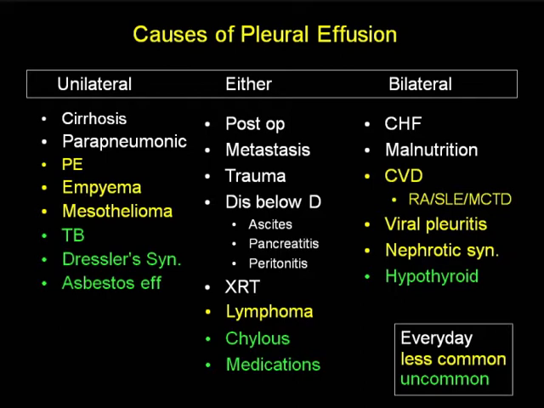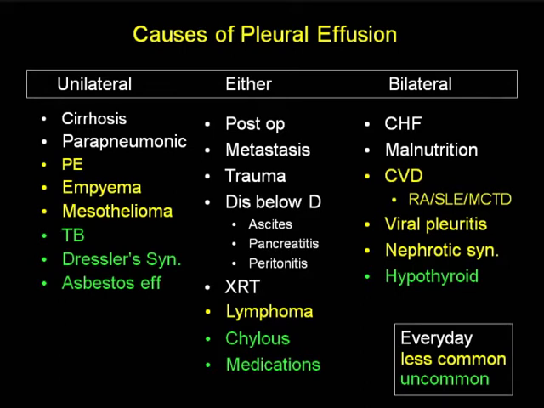So those are everyday things. And then slightly less common things like pulmonary embolism, empyema and mesothelioma, lymphoma, collagen vascular diseases, viral pleuritis and nephrotic syndrome, and then even more uncommon things like tuberculosis, Dressler syndrome, asbestos effusions, chylous effusions, medications and hypothyroidism. So it's still maybe a little bit better than the last list, but still really long and hard to know how to decide which thing to pick.